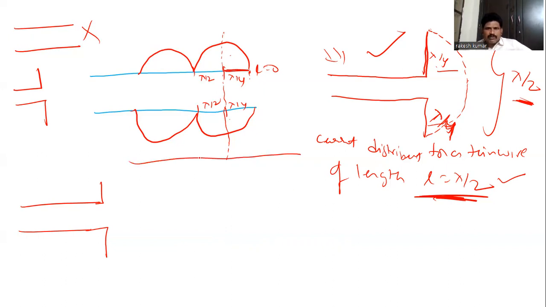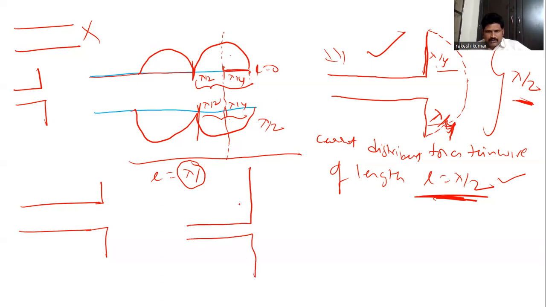Similarly, for example, if I want to calculate the current distribution for L is equal to lambda, where should I bend my top transmission line and bottom line? The total length is lambda, which means I want to bend the top one from here to here, because it is lambda by 2, and the bottom one also like this. It is lambda by 2. So I will simply bend my antenna like this. What is this total length? This total length is lambda by 2, and this total length is also lambda by 2. Now tell me how is the radiation pattern?